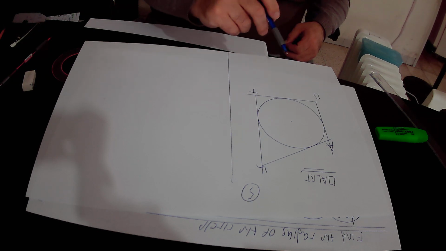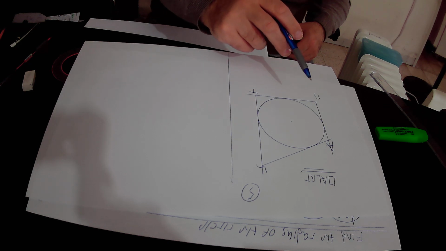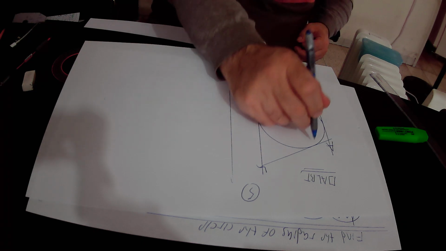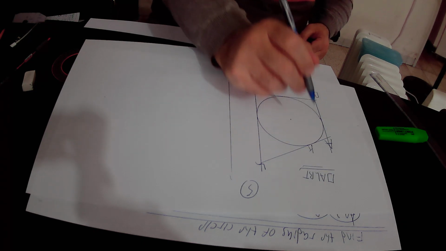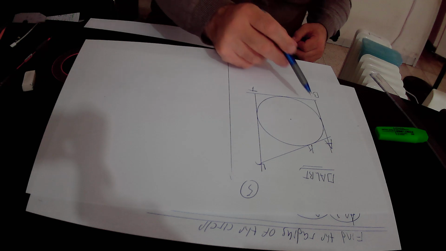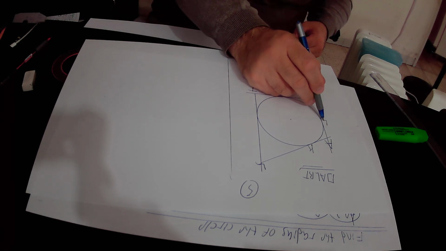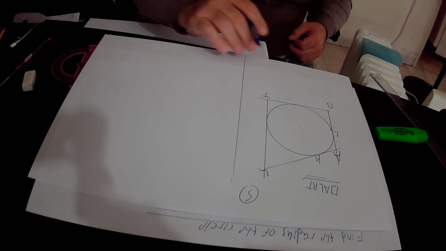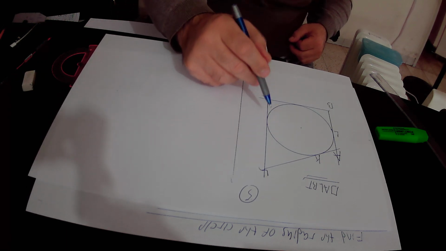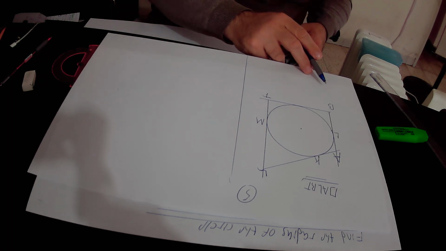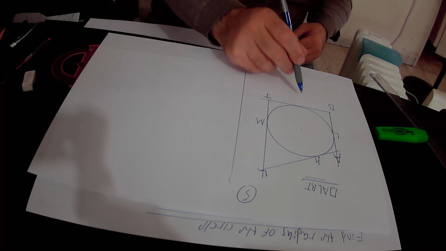We define the point of tangency of tangent AL with this circle as K. We define the point of tangency of tangent AB with this circle as L. We define the point of tangency of tangent LT with this circle as M. And finally, we define the point of tangency of tangent BT with this circle as N.